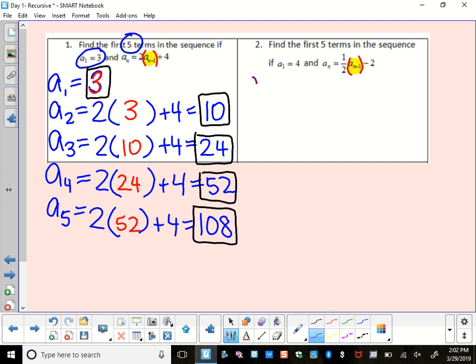So let's get started. My first term is 4. They told me that. Let's find my second term. I'm going to go 1/2 times the previous term minus 2. Well, what's my previous term? 4. What's half of 4? 2. So you get what, Eric? Say 0? Okay.